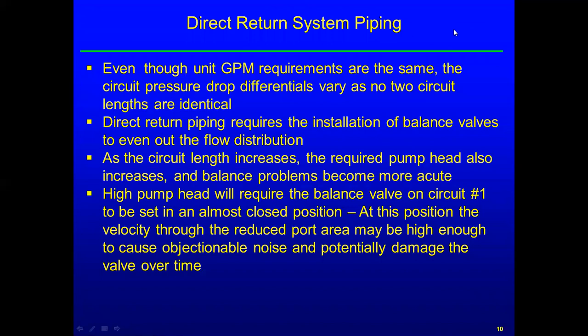Okay, back more on direct return systems. Even though unit GPM requirements are the same, the circuit pressure drop differentials vary, as no two circuit lengths are identical. Direct return piping requires the installation of balance valves to even out the flow distribution. As the circuit length increases, the required pump head also increases, and the balance problems become worse because if you have more and more of these things, you have to have high pressure to force the flow to the furthest out coil or zone, and the ones close really become overwhelmed by that high pressure.